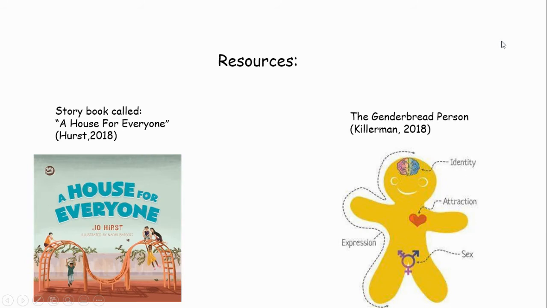So here we will look at a couple of resources that will help you as teachers introduce gender identity and support students who are finding themselves. The 2 resources that we look at can be used to support our children in teaching and supporting gender identity. They are A House for Everyone by Jo Hurst and The Genderbread Person.